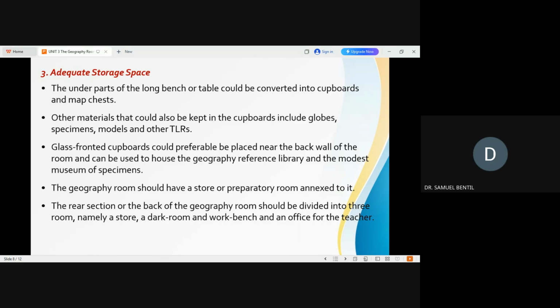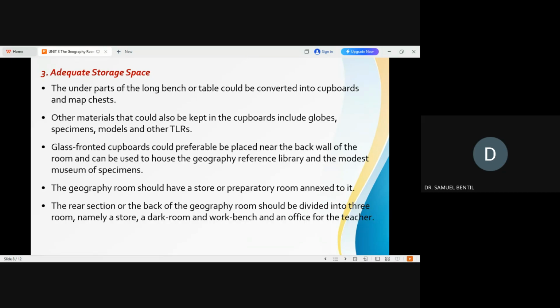So mostly when you go to some of the offices, maybe the headmistress, or in the universities, when you go to most of the lecturers' offices, they have such cupboards where the top of it is glass. Then the bottom has wooden drawers, in which they keep these things. Also, the geography room should have a storeroom or a preparatory room annexed to it.